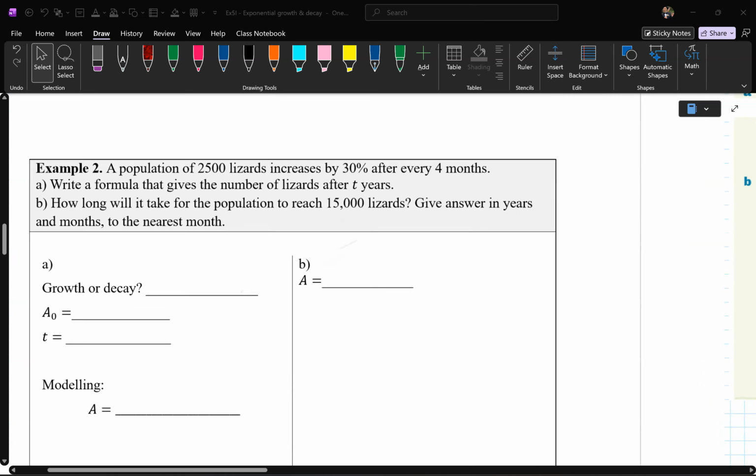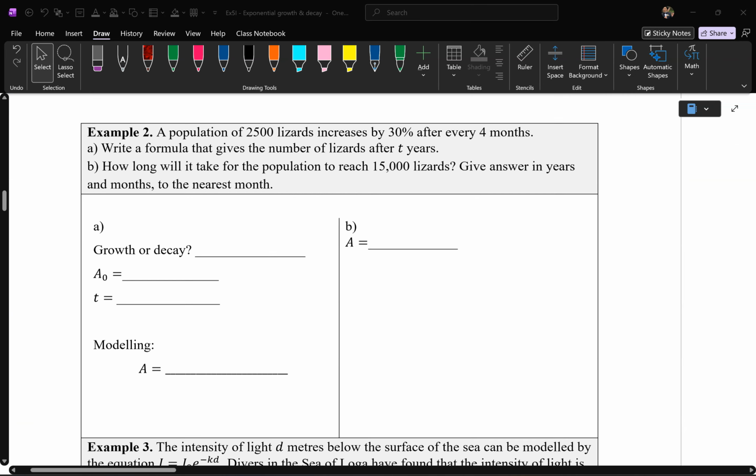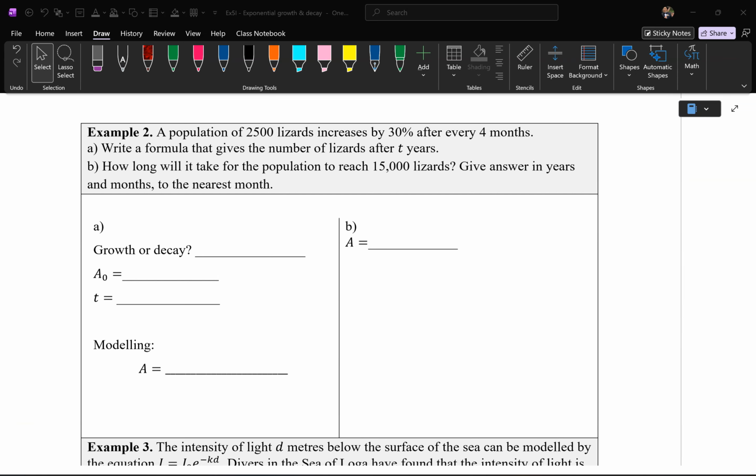Let's have a look at a typical increase by percentage with exponentials. Example 2. Population of 2,500 lizards increases by 30% after every 4 months. Write a formula that gives the number of lizards after t years. So notice the difference there. One says every 4 months, and this one, t, is the duration in years. So how many 4 months are there in years? Well, every year, if there's 4 months, that means there's 3 groups of them.